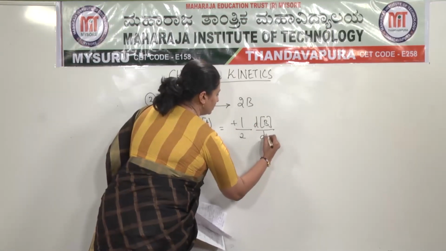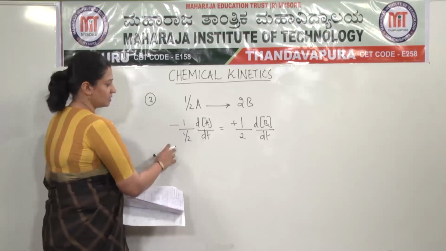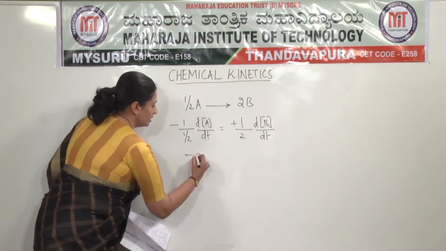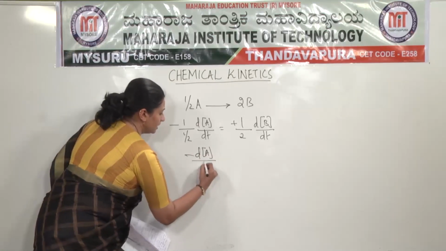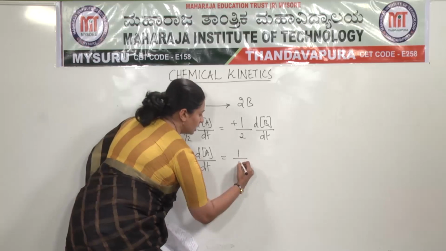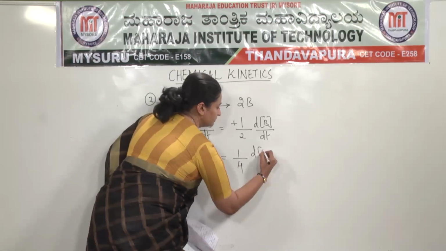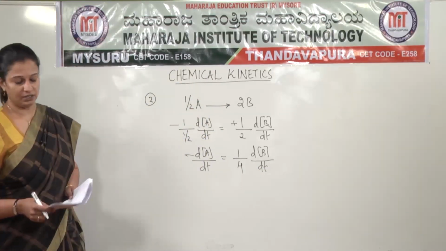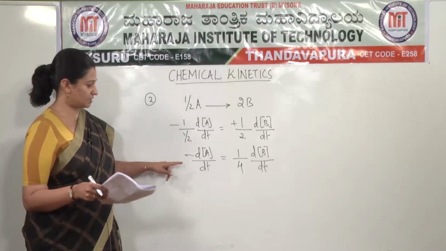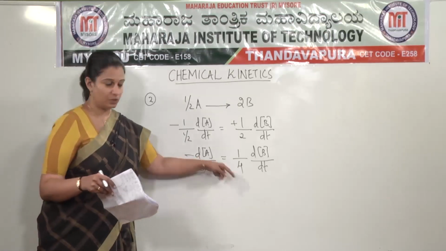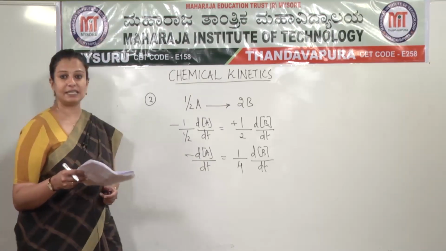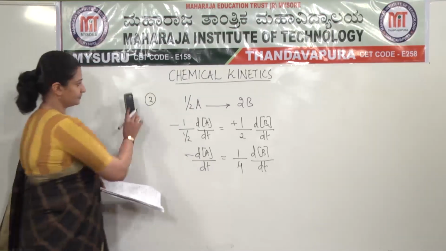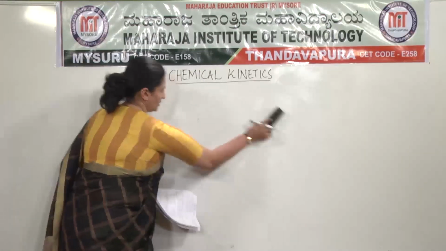Having done it like this, we'll take the half to the other side, and therefore your value will be minus dA by dt. This will become 1 by 4 dB by dt, because this half will be taken to the other side. So your answer will be minus dA by dt is equal to 1 by 4 dB by dt. Option C. Option C for the second question. Moving on to the third question.